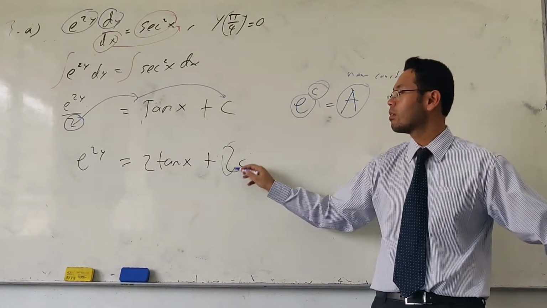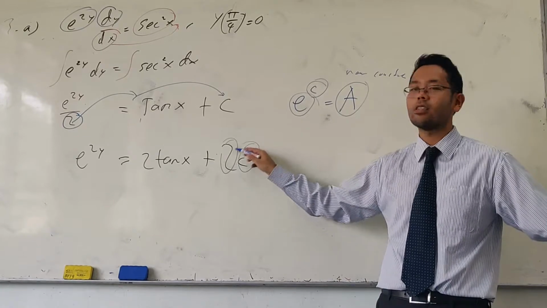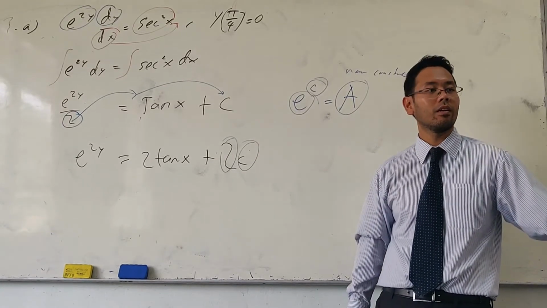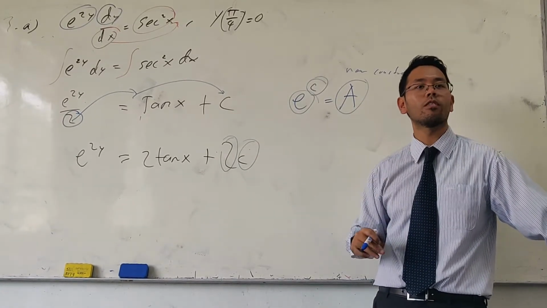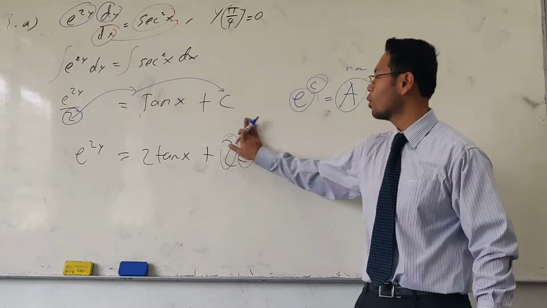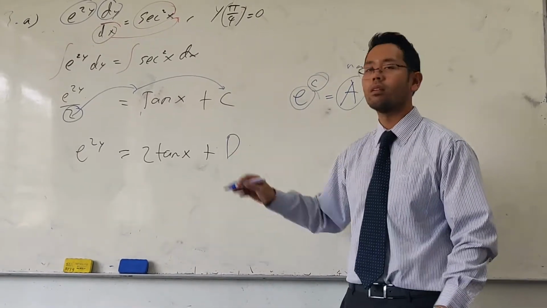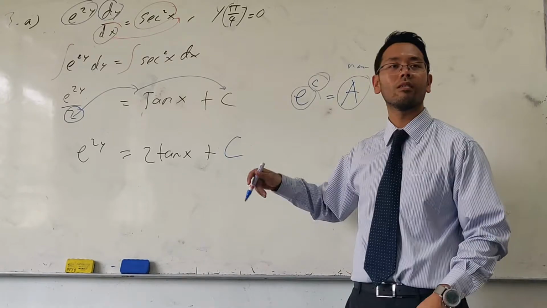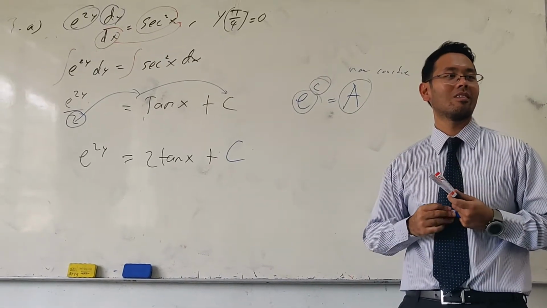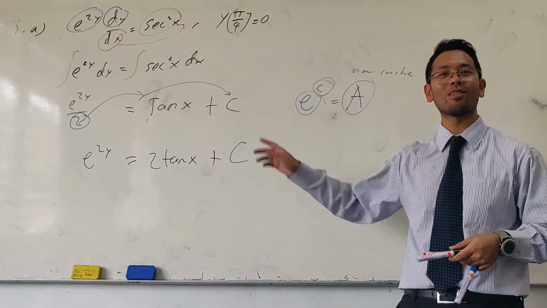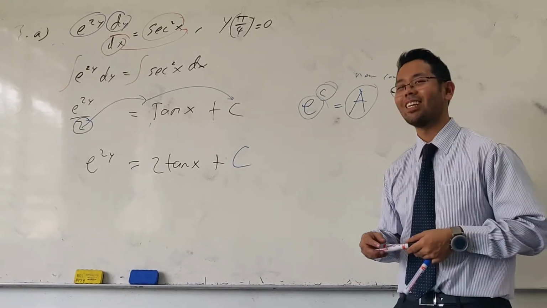2 is a constant, c is a constant, right? So it can become just one new constant. Normally we just go with c. Of course you can say, hey, it's a new constant, I want to put D. As long as you are happy.